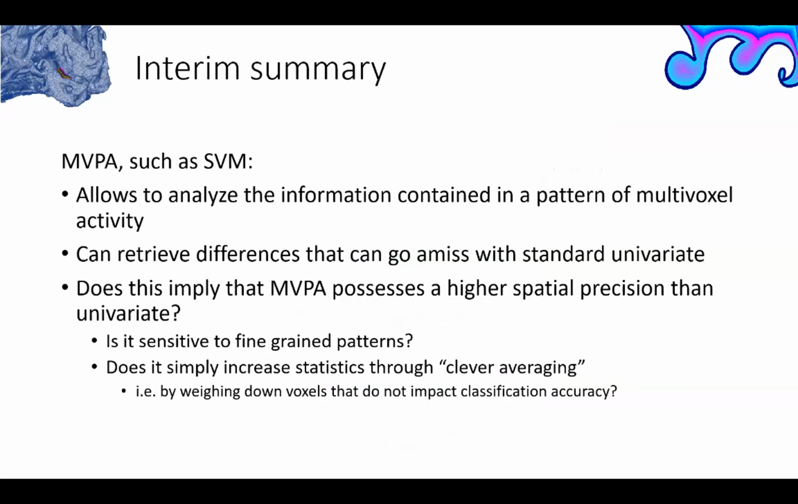So how does this relate to the question that we were asking? Does this imply that MVPA possesses higher spatial precision than univariate, and is it sensitive to fine-grained patterns, or is it simply an outcome of clever statistical averaging? I don't think that these two hypotheses are necessarily mutually exclusive. We don't have an answer for that, but I would be very happy to find out that the reason why we can exploit this fine-grained structure is because of the stretching and these weights that we apply to our multidimensional space.